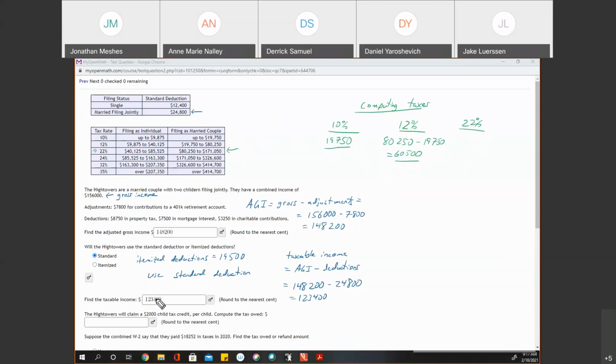So what we're going to do is we're going to say our taxable income, we're going to take away how much money has already been accounted for. And we've already accounted for $80,250. So I take my taxable income and I subtract the $80,250. Okay, so we get $43,150.